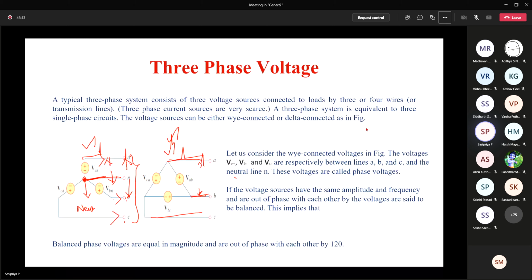Current supplied by the source will be only through these 3 lines. In the neutral there is no current. So current is going to be supplied by phase A, phase B and phase C. As far as this 4-wire system is concerned, we have only one current going to be supplied from A, B or C. So they are called line current.